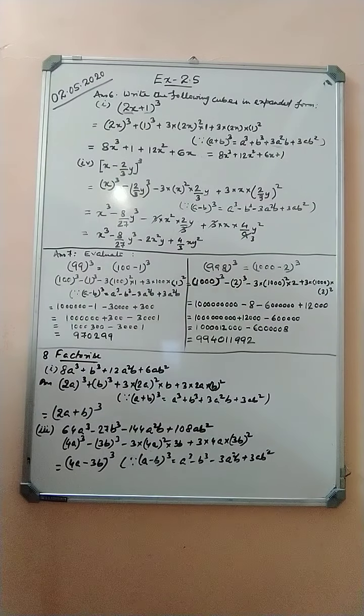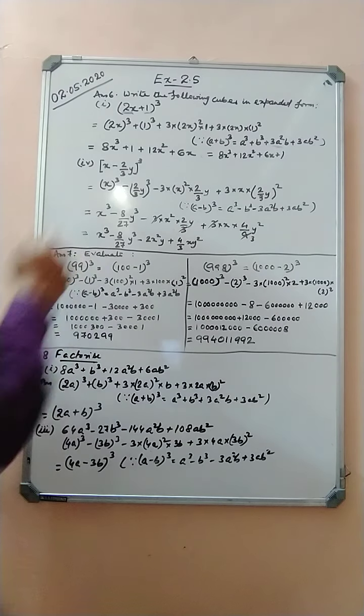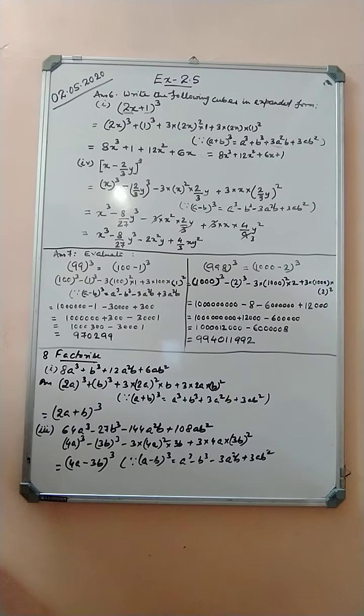A is x, b is (2 by 3) whole square, y whole square. So 2 square is 4 and 3 square is 9. So the 3 cancels, 3 and 9 cancel, here 3 remains. So x cube minus 8 by 27 y cube minus 2x square y plus 4 by 3 xy square.